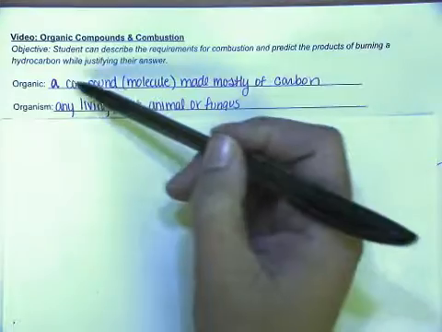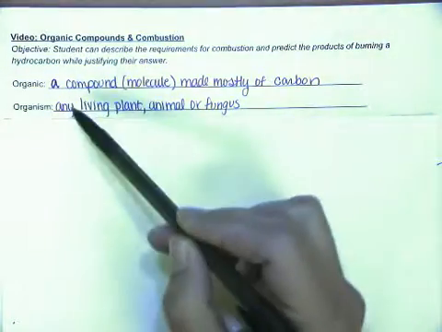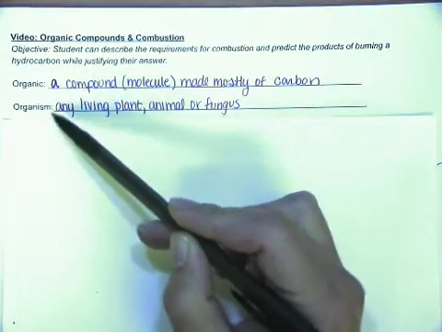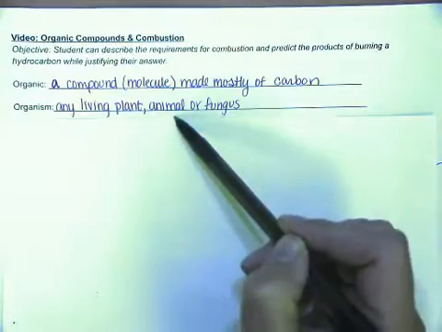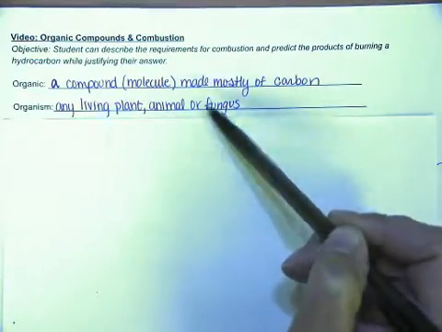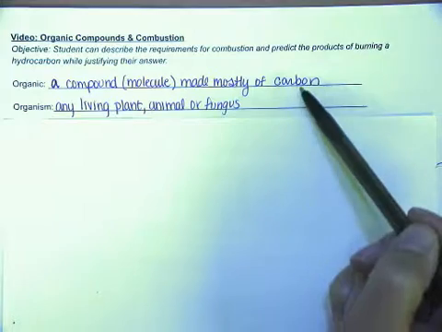Organic can sometimes be confused with organism. An organism is organic. An organism is any living plant, animal, or fungus. Many molecules inside organisms are made of carbon.